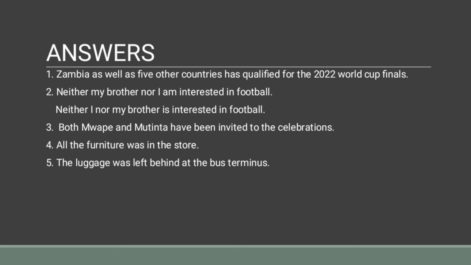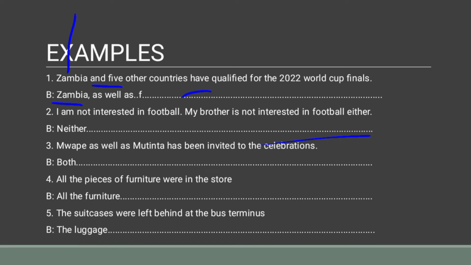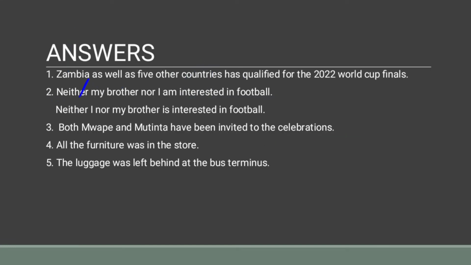Here are the answers. Number 1: Zambia, as well as 5 other countries, has qualified for the 2022 World Cup finals. What has changed here? We have changed "have" to what? To "has", simply because now we have Zambia as our subject here. Because there is a comma here, then we have "as well as". So this phrase is just to interrupt the subject. It's just interrupting, so it has no effect.